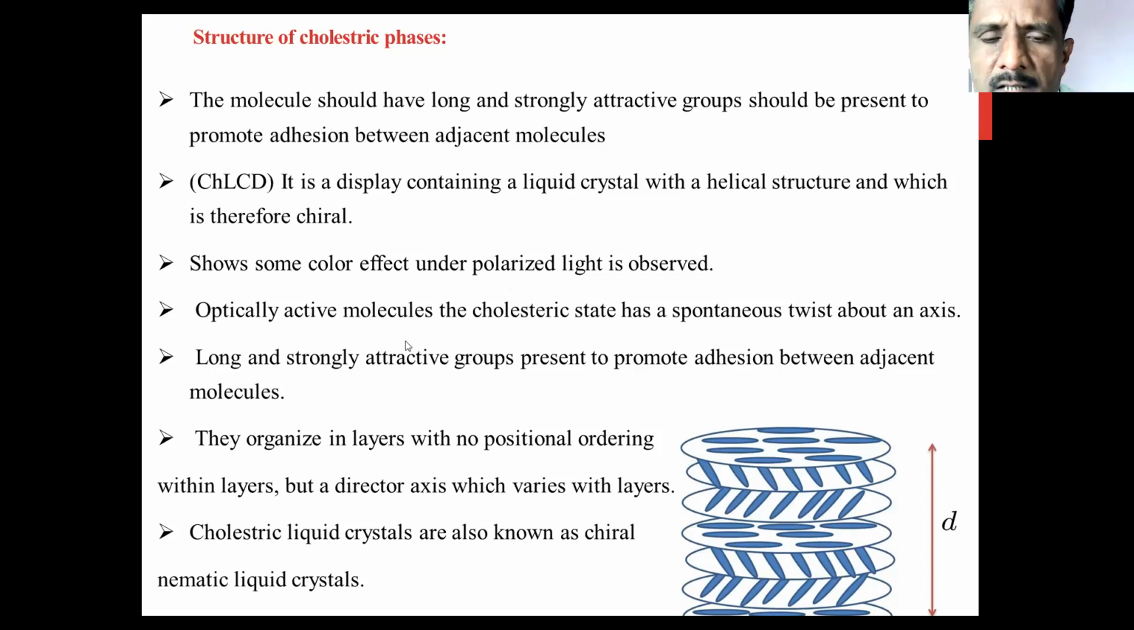Second, being optically active molecules, the cholesteric phase has spontaneous twisting about its own axis. Continuously, the cholesteric phases are twisting around their own axis, just like turning in a clockwise and anticlockwise direction. They are continuously twisting, and this is a somewhat unique physical property of the cholesteric phases. They are long, as I have already discussed. They are strong because they have attractive groups, and due to the presence of long and strong attractive groups, they promote adhesion, that is, a strong attractive force between the adjacent molecules.